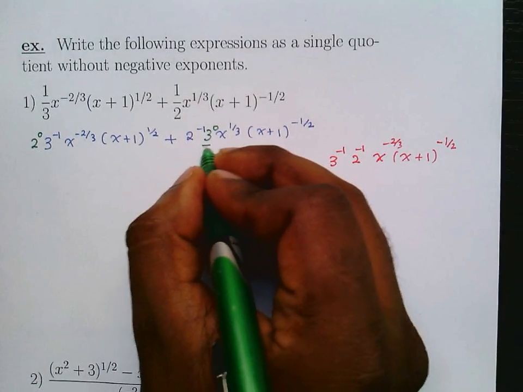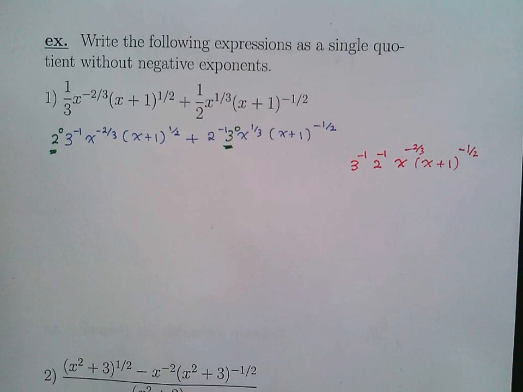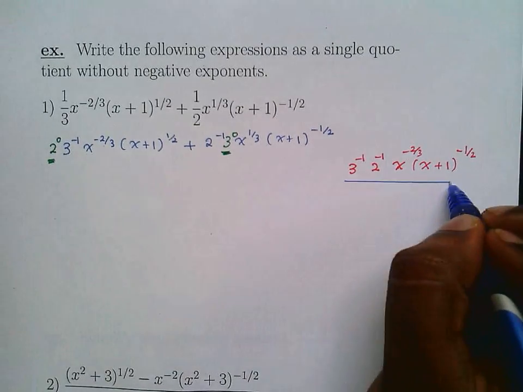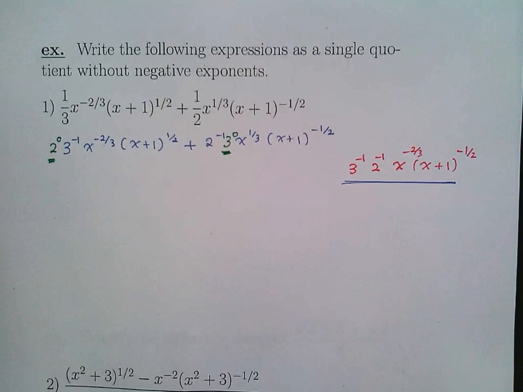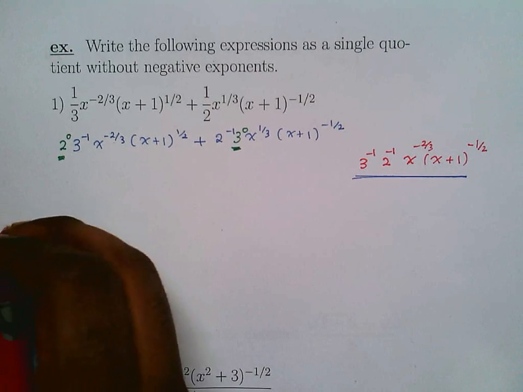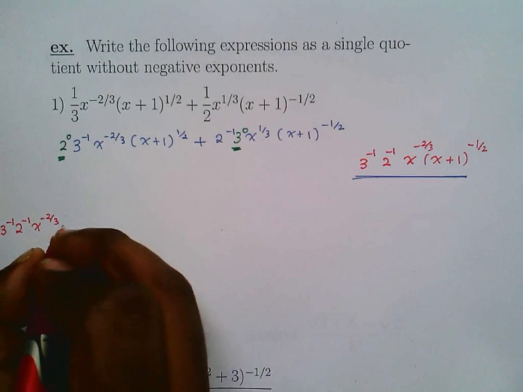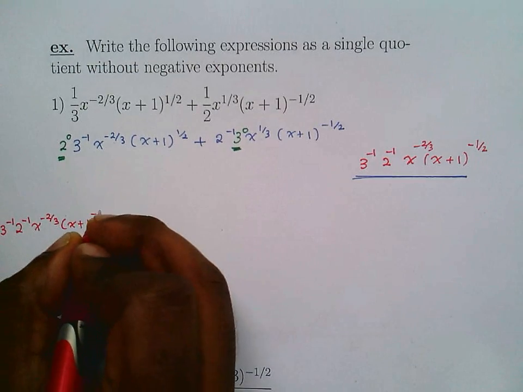Why did I do that? Because I would like to see what powers of 2 and 3 I have, and I don't have 2 and 3 in both terms. Now I do because of the placeholders. Now remember the way we did it in class. You take out this term, and then in order to find what's remaining inside, you subtract the exponent from the already existing exponent. So let's take out the least exponent terms: 3 to the -1, 2 to the -1, x to the -2/3, and x plus 1 to the -1/2.